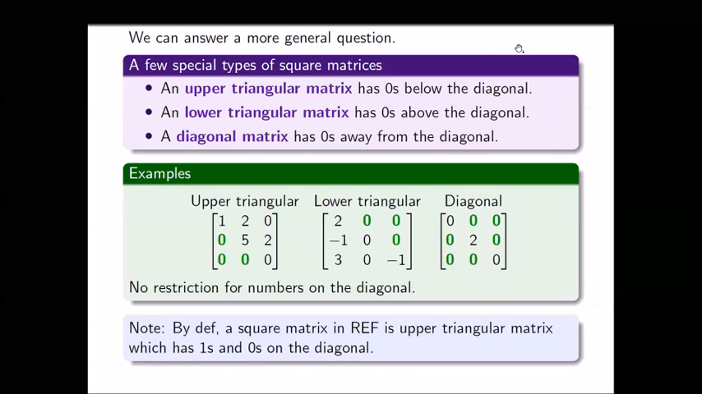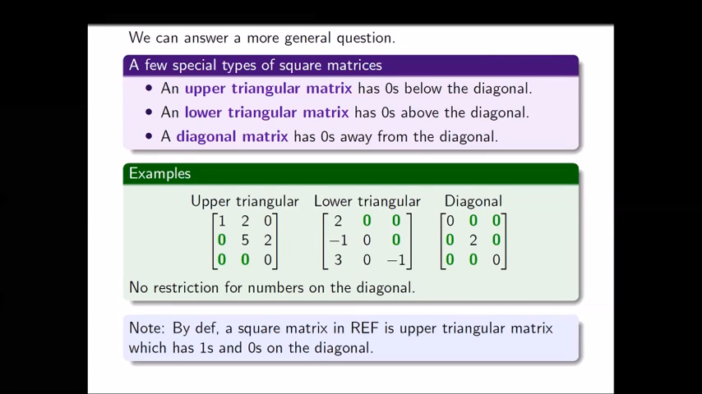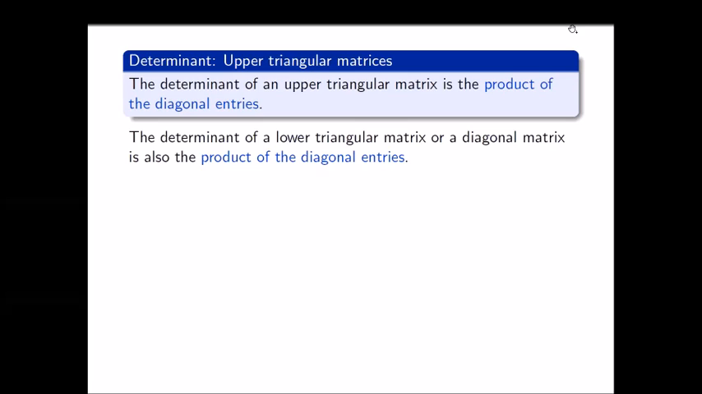So note that by definition, a square matrix in row echelon form is an upper triangular matrix which has ones and zeros on the diagonal. But it's also important to remember that not every upper triangular matrix is in row echelon form. So the reason upper triangular matrices are special to us is because we can compute their determinant very easily. So the determinant of an upper triangular matrix is just the product of the diagonal entries. In fact, the determinant of a lower triangular matrix or a diagonal matrix is also the product of diagonal entries.